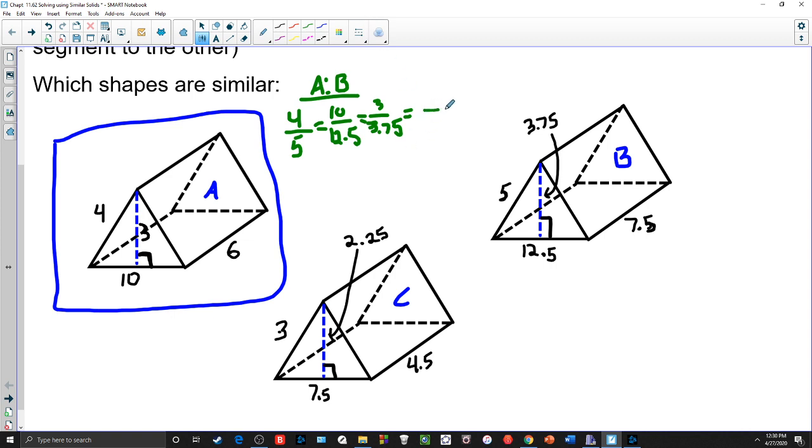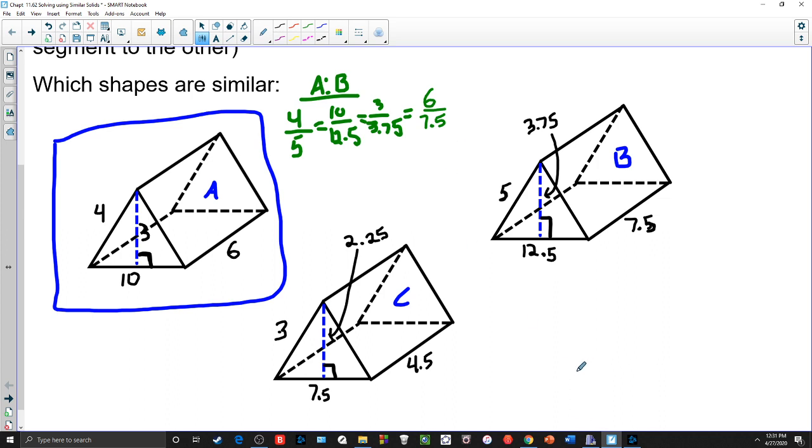And then lastly, this 6 right here should correspond with this 7.5 over here. So 6 over 7.5. And again, if you hear a beep or something, that just means my mic cut out, so I'll just have to put it back on again. If that happens, just give me 2 seconds.